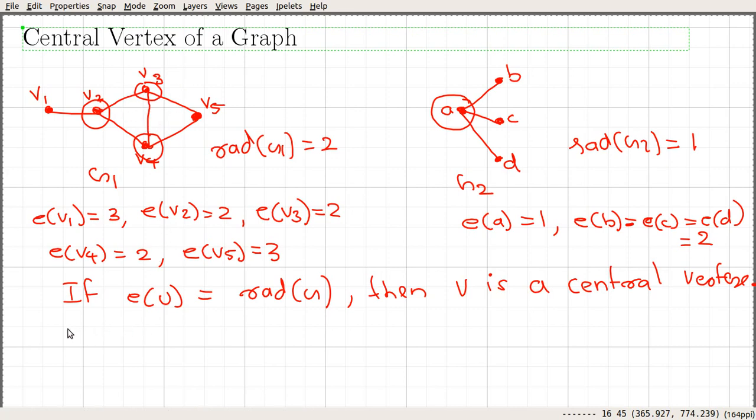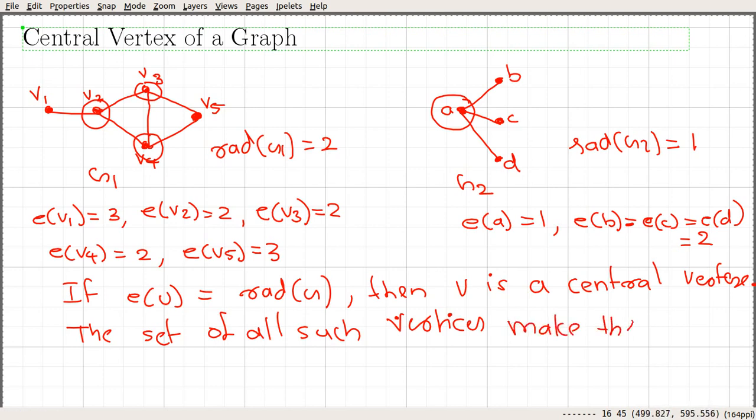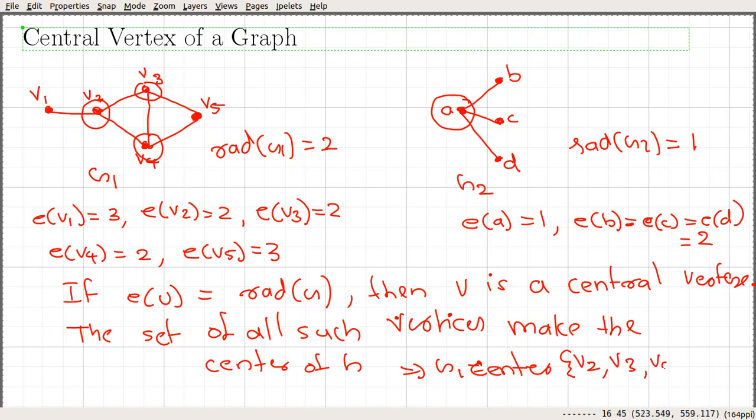And similarly, the set of all such vertices makes what is called the center of G. If you consider this graph G1, the center of G1 is this set V2, V3 and V4. And if you consider this one, the center is the set A.